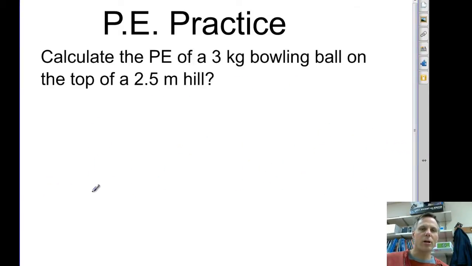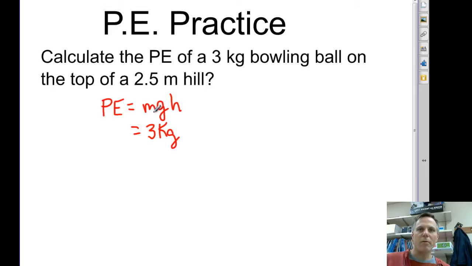Let's go ahead and take a look at a practice problem here. It says calculate the potential energy. Let me write down the formula. PE equals M times G times H. So calculate the potential energy of a 3 kilogram bowling ball, so 3 kilograms, on the top of a 2.5 meter hill.